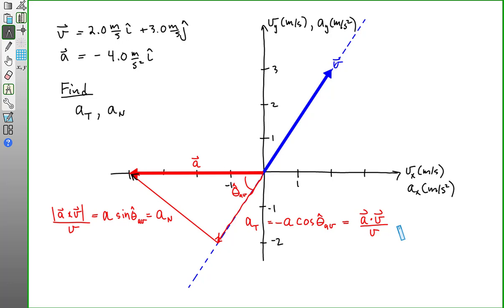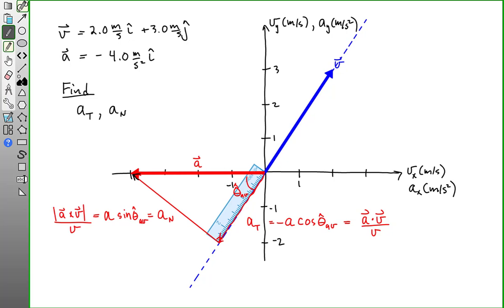So let's measure that directly. In measuring it, I get about 2.4 meters per second squared. So let's write that down. We will say the tangential component is approximately minus 2.4 meters per second squared based off of our picture. Now, we might be off a little bit because this is a sketch. So things aren't perfect. But if our answer when we do it algebraically is really close to that, we should then feel good about the work we've done.